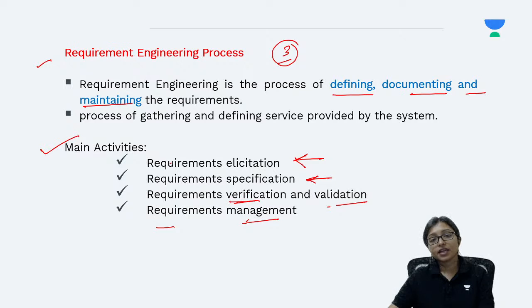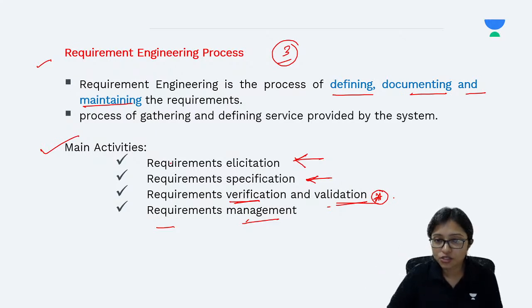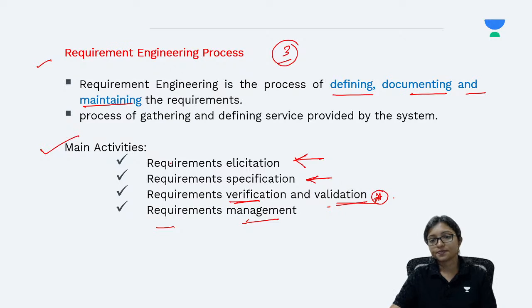Next one is the verification and validation. What is the difference between verification and validation? These two words are very important in software engineering. The difference between verification and validation, which one comes first and which one comes later? Is verification first or validation first?